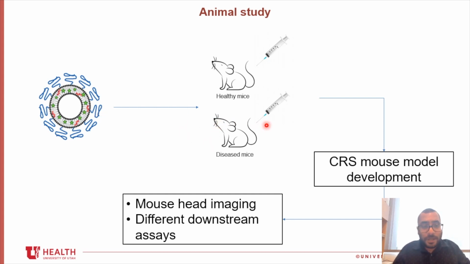So we injected the liposomes in the tail, which is the route to inject liposomes in the bloodstream in animals. So the mouse model was developed, and finally we did imaging on the sinuses of these animals, and we did different assays to see whether the liposomes were accumulated in the sinuses or not.